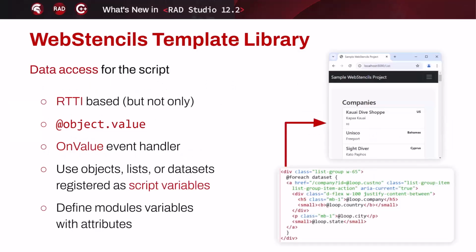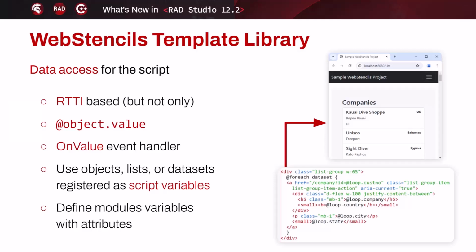How do you access the data? It can be RTTI based, as I was showing earlier, so object.property. There is an OnValue event handler, which allows for a lot of flexibility. So when you say @object.value, you have an OnValue event handler that provides you as parameters the string object and the string value, and it's up to you to do any processing you like. The idea is, you can register objects, you can register lists of objects, you can register entire data sets.